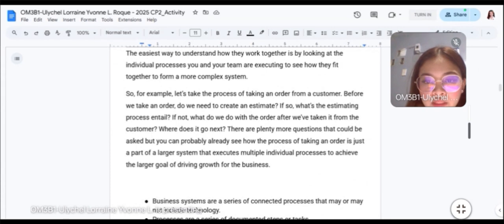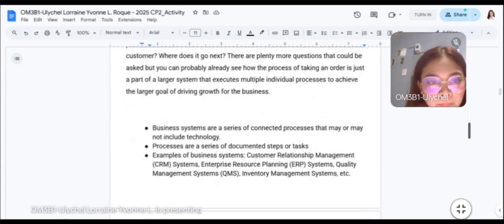There are plenty more questions that could be asked, but you can probably already see how the process of taking an order is just a part of a larger system that executes multiple individual processes to achieve the larger goal of driving growth of the business.